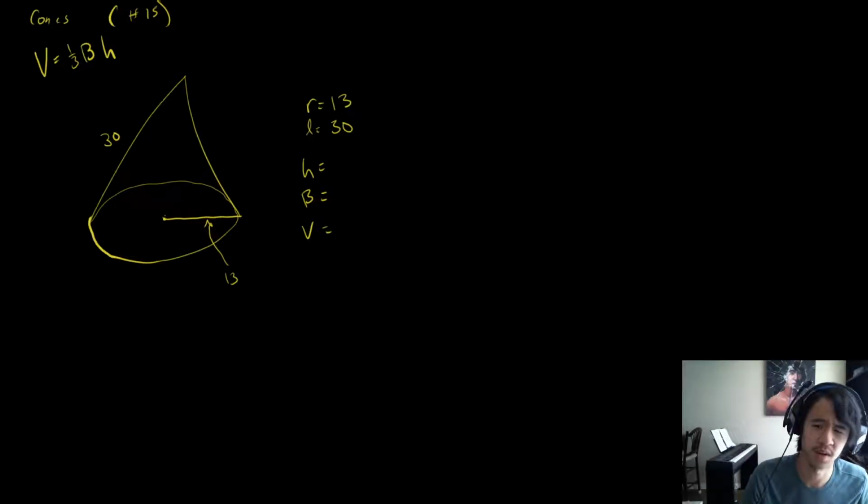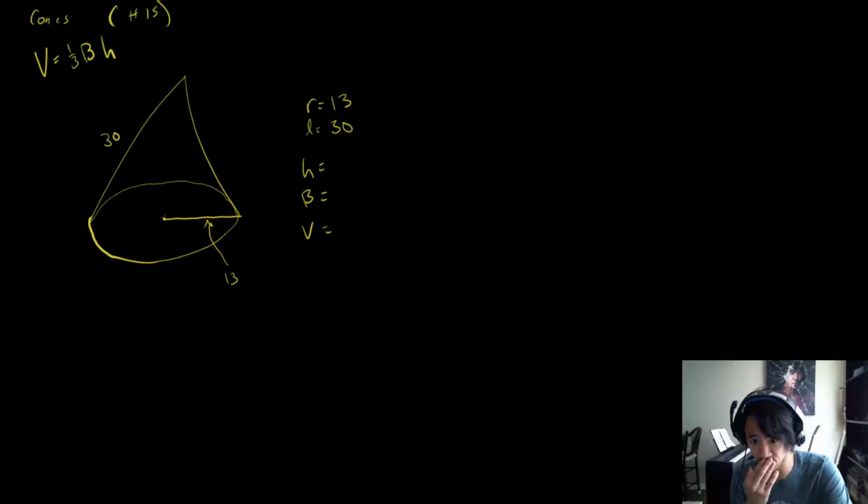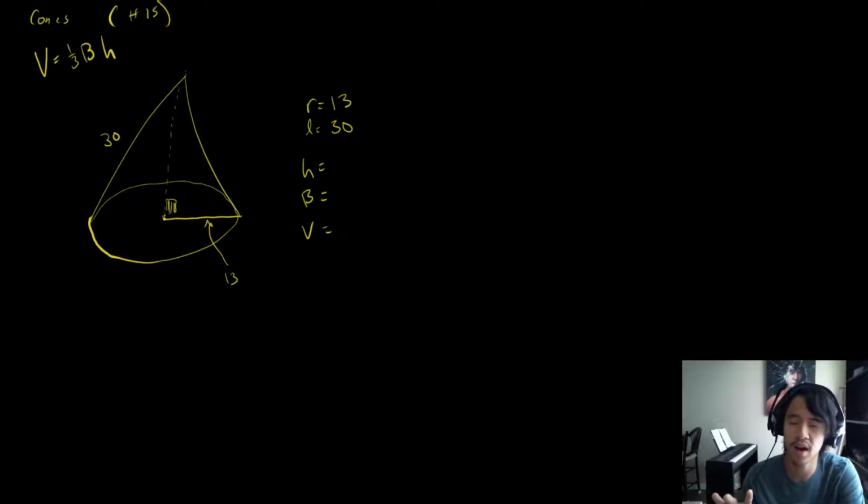All right, so I already filled in the radius and the slant length. They're given to us. So we got 13 as our radius, and our slant length, this is that L, and that's 30. So H stands for the height of the cone. So the height of the cone is going to go from the center up to the top. So that will be at a 90-degree angle. And you might be like, oh, well, how do we find the height? Well, let me tell you.